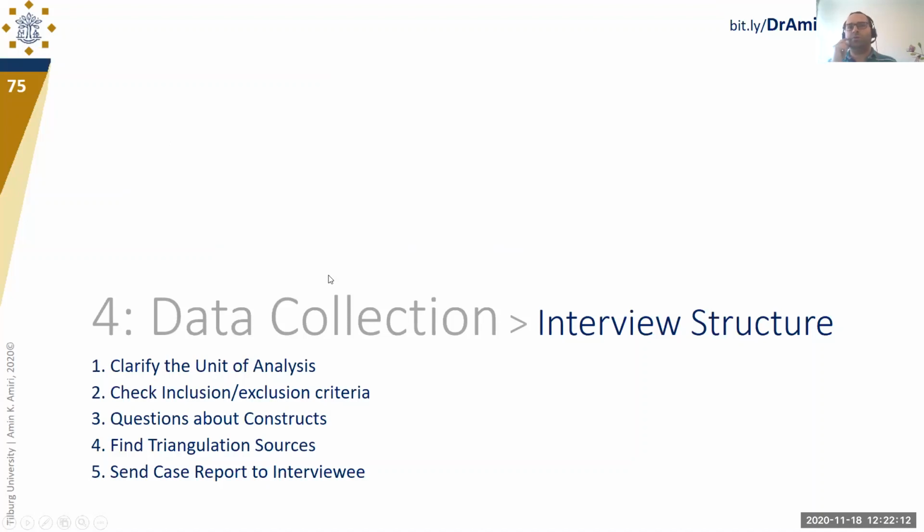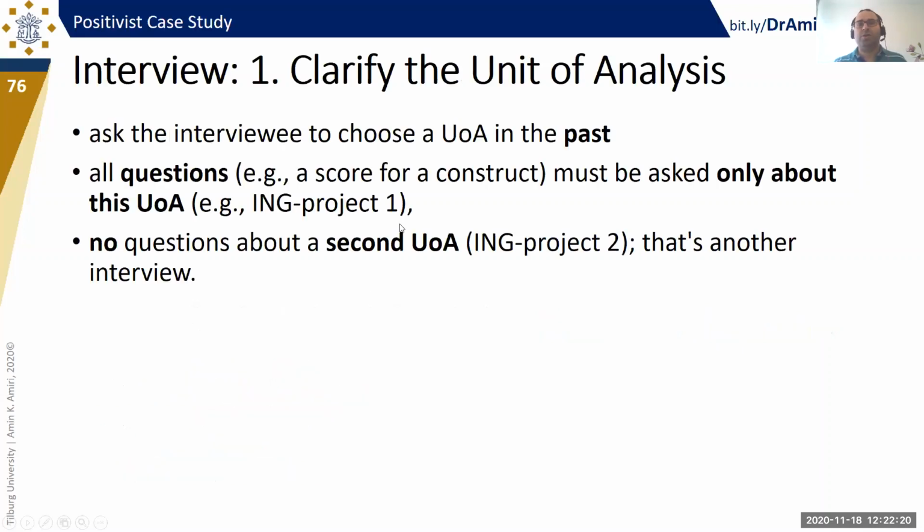So I would like to show you how you need to conduct the interview. First, you need to clarify the unit of analysis. Ask the interviewee to choose only one. So if this is about alignment and about the CIO and CEO relationship, you would say, okay, this is one company, this is the CIO and this is the CEO. We want to just talk about this. I don't want to talk about the previous CIOs, only about this. So the interviewer needs to select only one unit of analysis in the past.